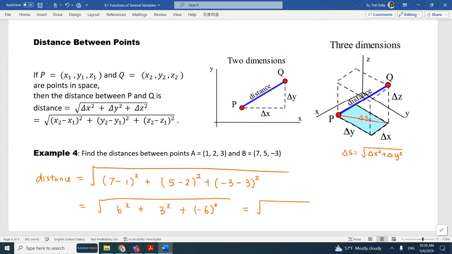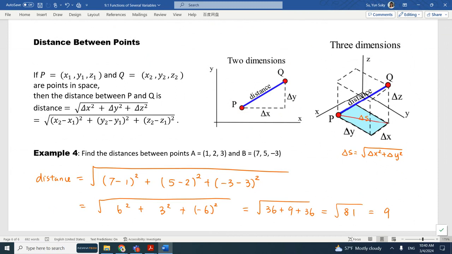So what is 6 squared? 36. 3 squared? 9. Negative 6 squared? 36. Okay. 36 plus 9 plus 36 is 81. Exactly. Very good. What's the square root of 81? 9, exactly. Okay, everybody? So the distance between 2 points, just use the formula.